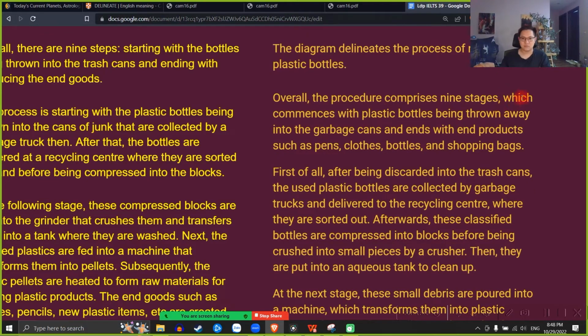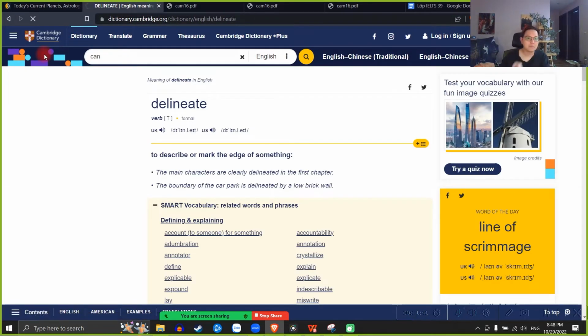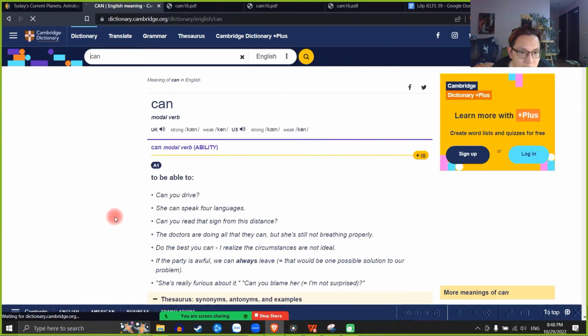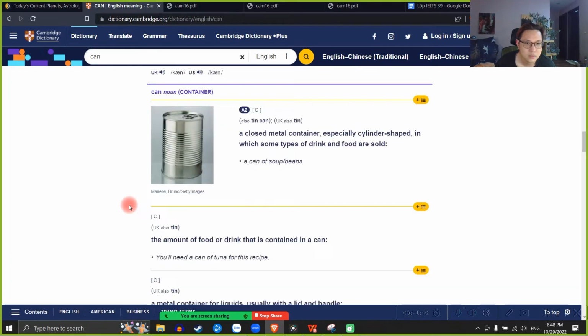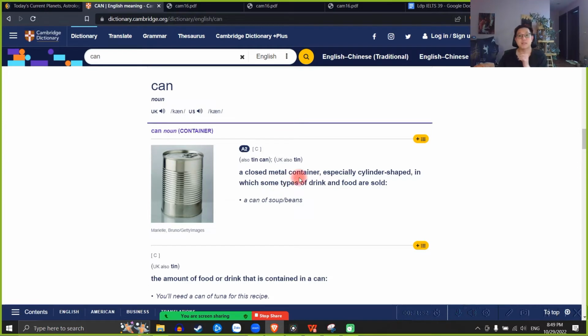So here, which commences with, which start with plastic bottles being thrown away into the garbage cans. Is it garbage can or garbage bin? Well, it's okay, check noun form. There you go. A can is a closed metal container, especially cylinder shaped, in which some type of drinks and food are sold, but this is not the thing you are talking about.